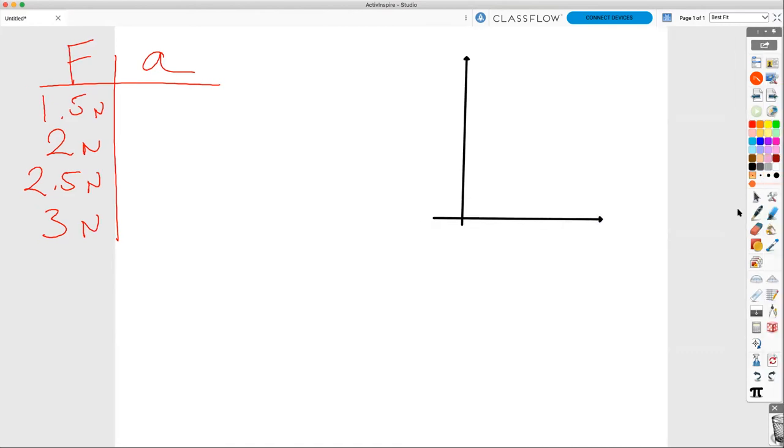We are going to add on our... hold on one second. My computer thinks I'm talking to it.